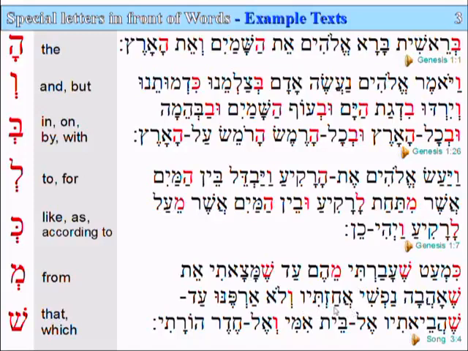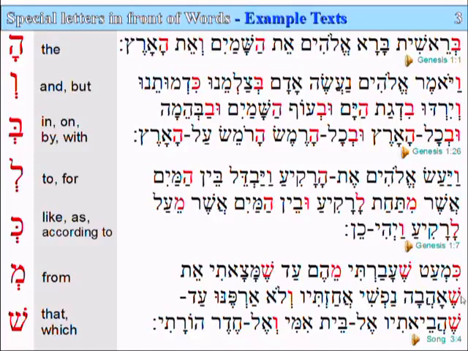Achaztiv, I took hold of him, v'lo arpenu, and I would not let him go, would not weaken my grip, ad she'havi'tiv, until I'd brought him el bet imi, to the house of my mother, v'el cheder horati, and to the chamber of my parents, or the one that bore me.